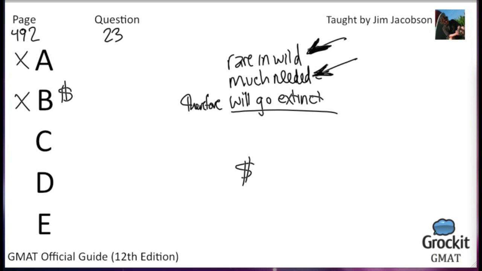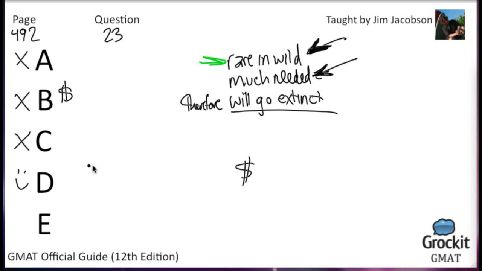Choice C, the leaves of the Ebora are used in a number of medical products. Again, if anything, that makes it needed even more, so that doesn't weaken it. Choice D, the Ebora can be propagated from cuttings and grown under cultivation. So that actually does address this rare in the wild thing. If they're able to cultivate it in fields or orchards or whatever, the rarity of the tree in the wild is no longer the issue, and the tree need not go extinct.